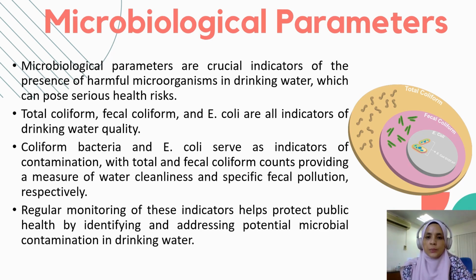The presence of total coliform bacteria often triggers further testing to identify specific pathogens and to locate and eliminate the source of contamination. Okay, so the second one is the fecal coliform bacteria. Fecal coliform bacteria are a subgroup of total coliform bacteria that are found specifically in the intestines of warm-blooded animals, including humans. The presence of fecal coliforms in drinking water is a strong indication of recent fecal contamination, which may include harmful pathogens such as bacteria, viruses, and protozoa.